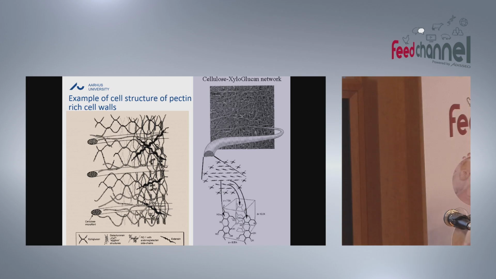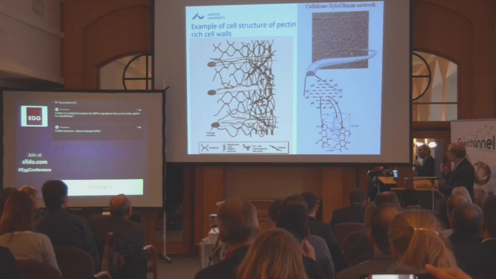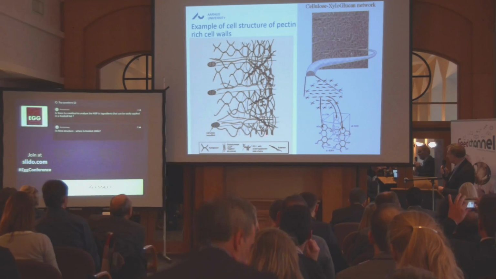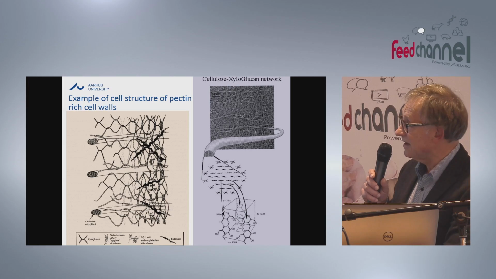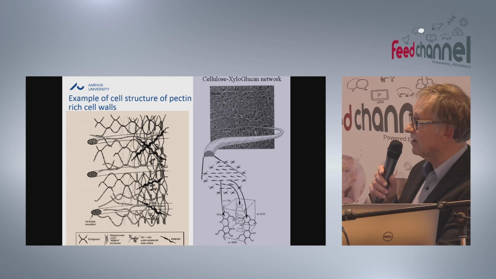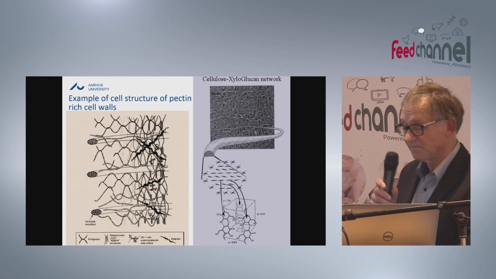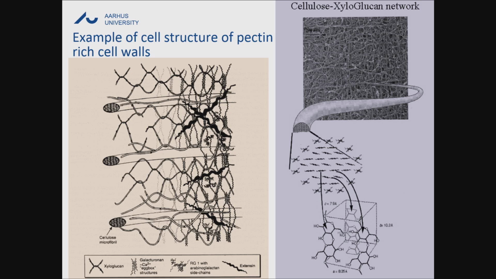For instance, if we look again at the cell wall structure of pectin-rich cell walls, you'll see the cellulose fibers here, then the xyloglucans interlinked between the cellulose units, and in addition the pectin-containing materials. Out of this structure, pectin itself seems to be the easiest to degrade relative to the other polysaccharide components present in protein-rich feedstuffs.